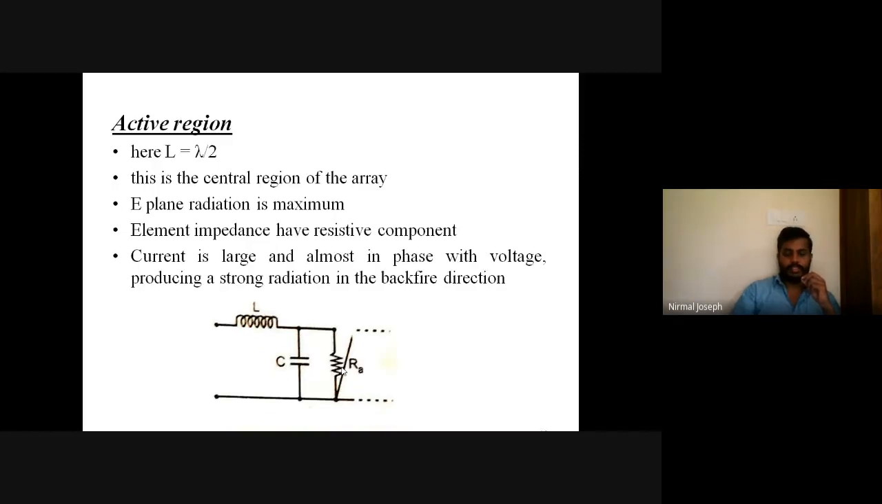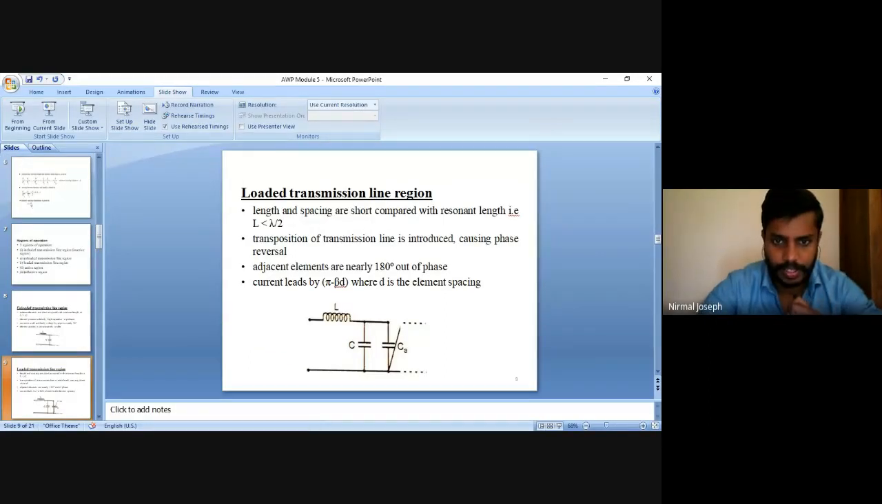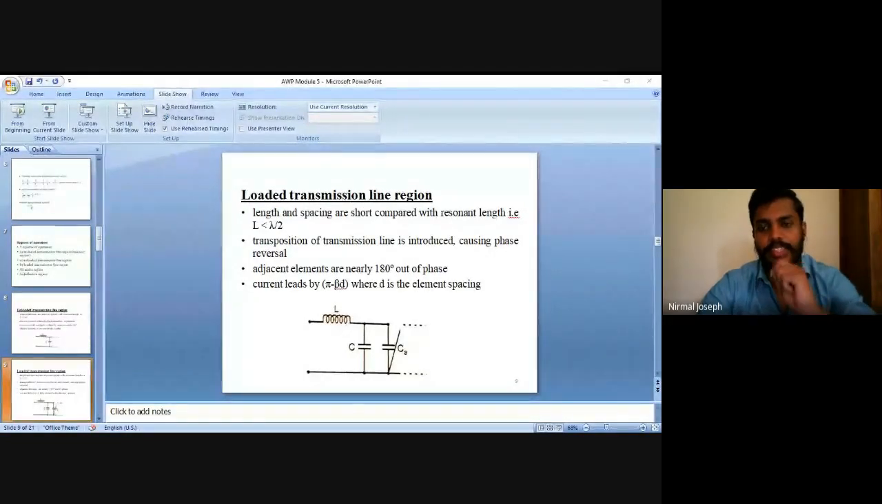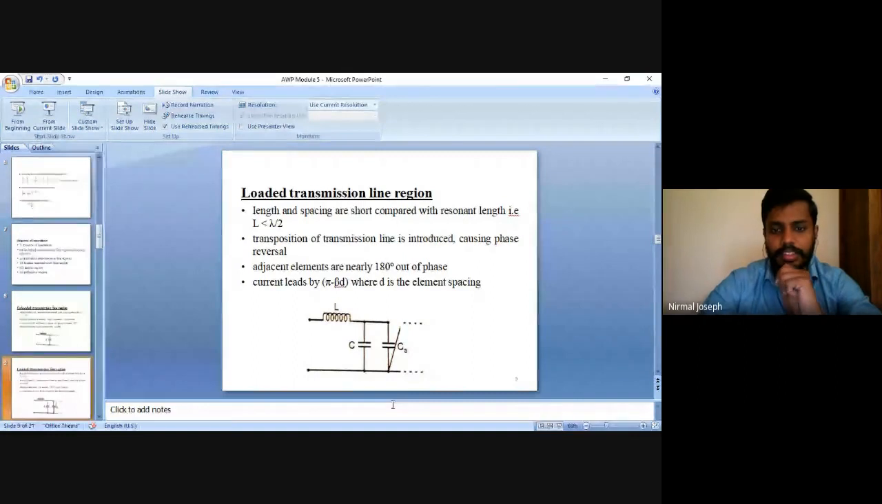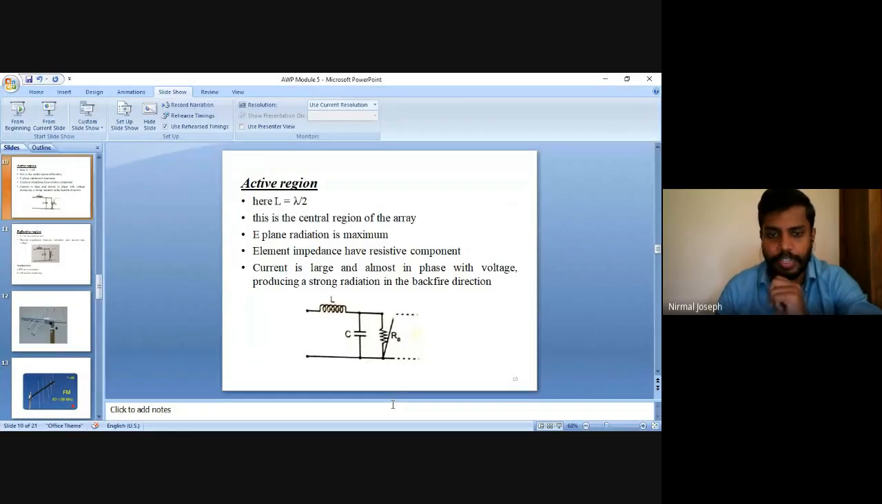So if at that particular point of time you are getting 0 phase difference between current and voltage, what does that mean? The circuit is purely resistive. If it was capacitive or if it was inductive, there would have been some difference in the phase. But here that phase difference is not at all there. So we can say that if phase difference is not there, the circuit is purely resistive. So for that we have to keep L is equal to lambda by 2.